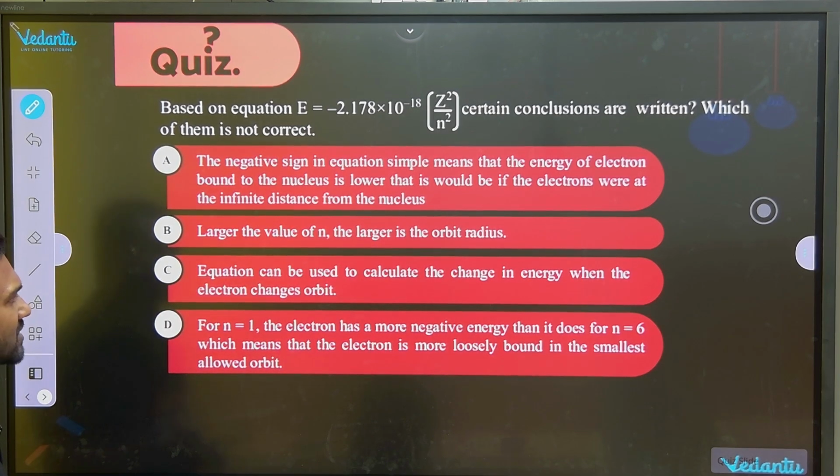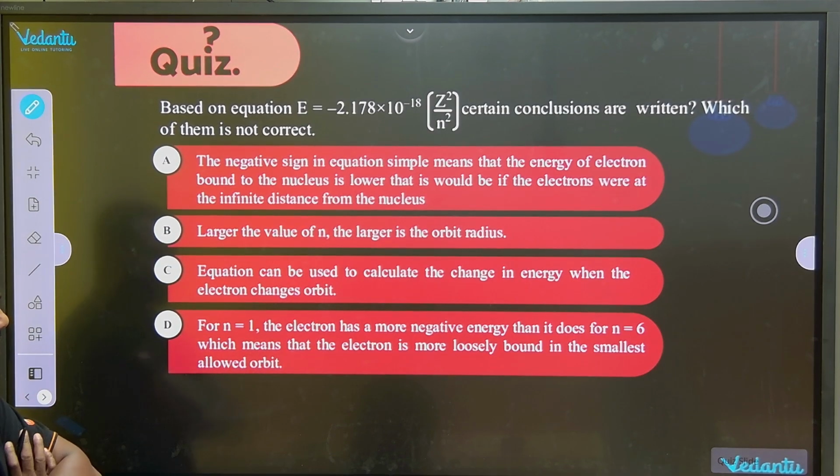Larger the value of n, larger is the orbit radius. Radius is nothing but the distance from the nucleus to the outermost shell. If the shells are increasing, the radius is going to increase. The equation can be used to calculate the change in energy when the electron changes the orbit. Yes, we can find that. For n is equal to 1, the electron has more negative energy than that of n is equal to 6, which means that the electron is more loosely bound in the smallest allowed orbit.